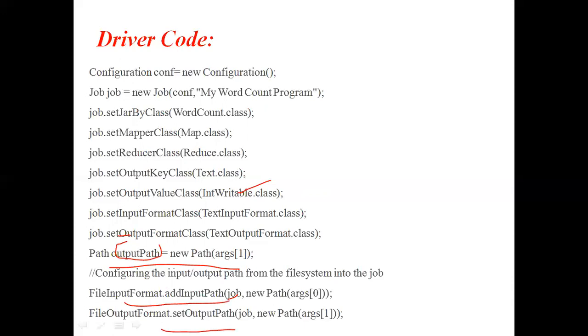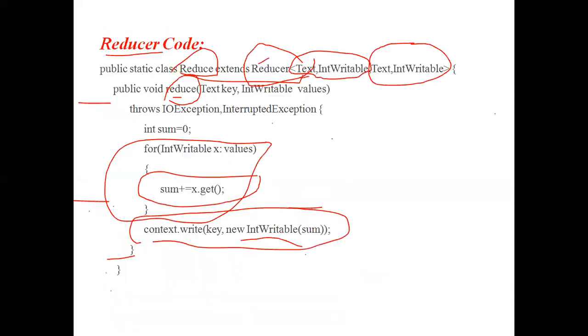Add input path, set output path. By using the method add input path, we are giving the path of the input location. In the command line arguments, argument of 0 will give the path of the input file, and argument of 1 will give the path of the output file where we want to write the output. Based on this path, the context.write will display the output in that path, where we want to write.